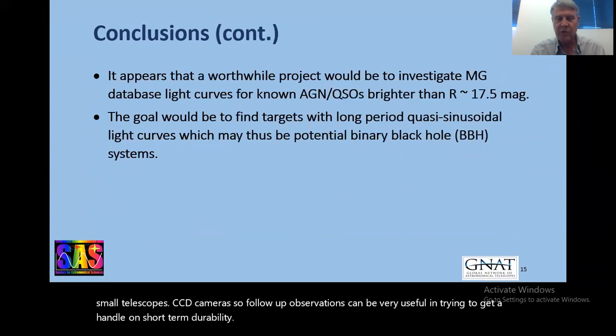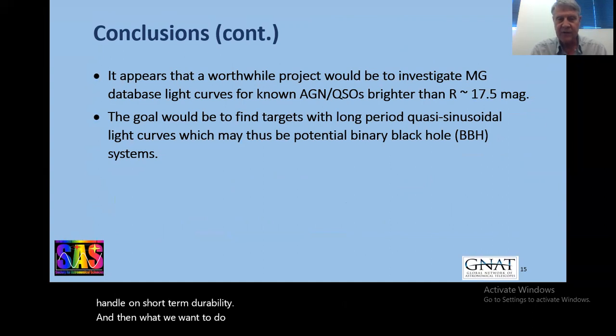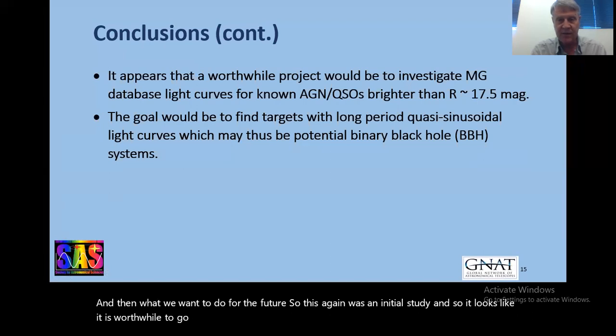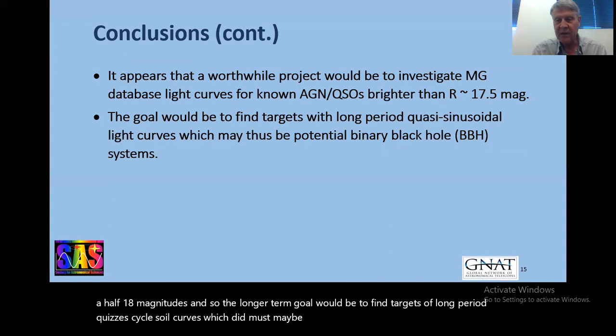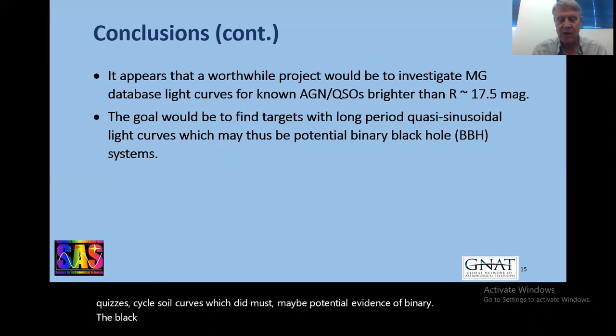And then what we want to do for the future, so this again was an initial study, and it looks like it is worthwhile to investigate the database light curves for objects brighter than about 17.5 to 18 magnitude. The longer term goal would be to find targets with long period quasi-sinusoidal light curves, which may be potential evidence of binary black holes. That's described more in the paper, along with potential stochastic systems that might also represent the behavior.